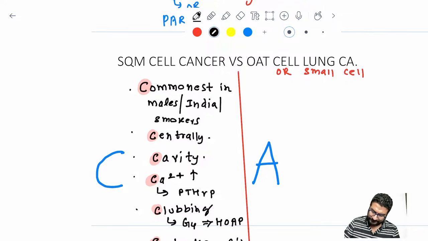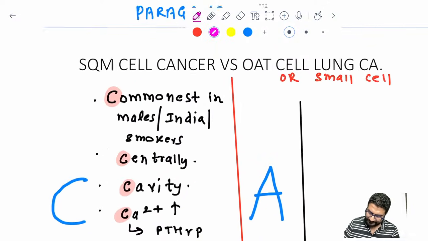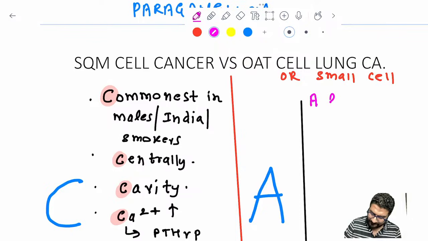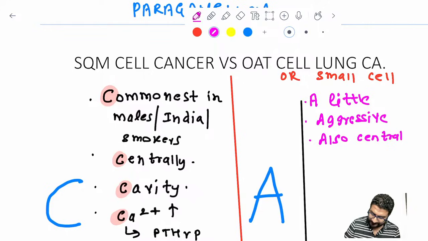Now coming to A, small cell. Small cell, here everything will start with A. So what we have in our A list, first A is a little. A little means ये छोटा सा है, छोटू है, छोटा पैकेट बड़ा धमाल. A for a little, A for aggressive. Aggressive means it is most dangerous. Then third A, understand, it is also centrally. ये भी सेंटर में होता है. Then remember it occurred due to amplification of a gene. Which gene?